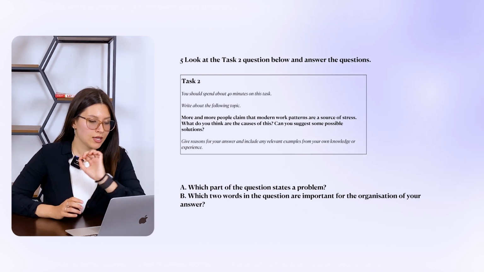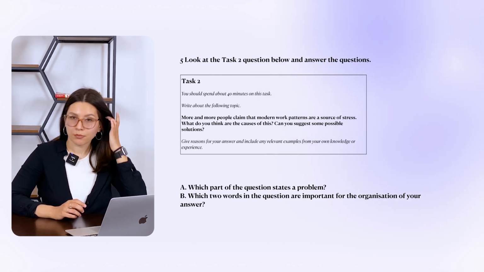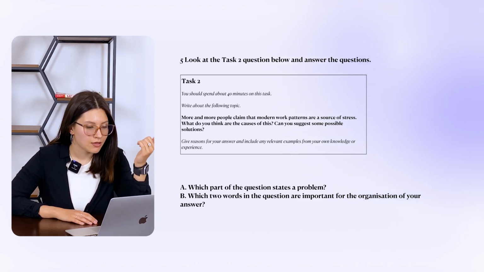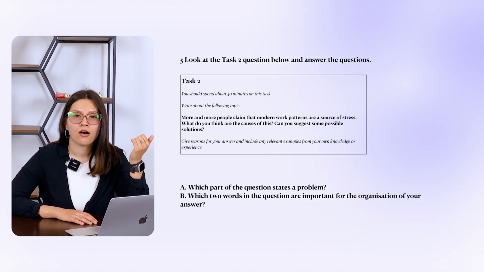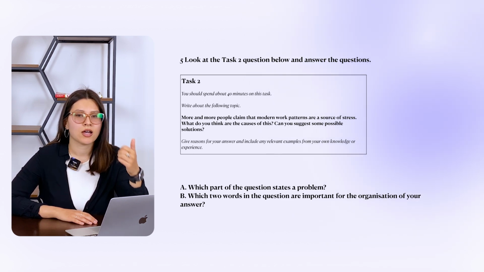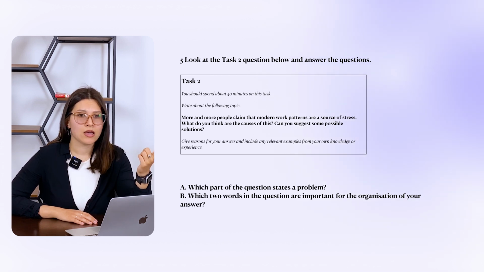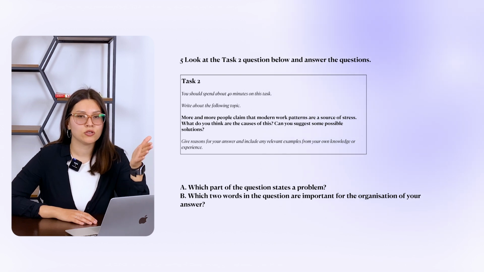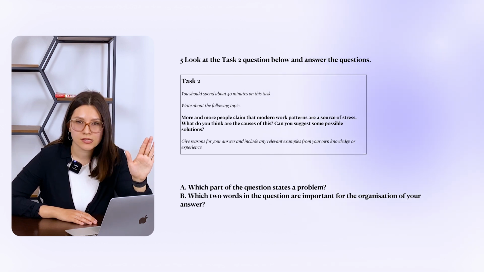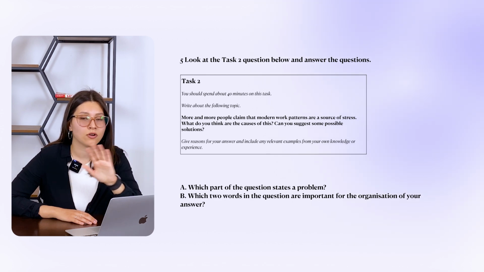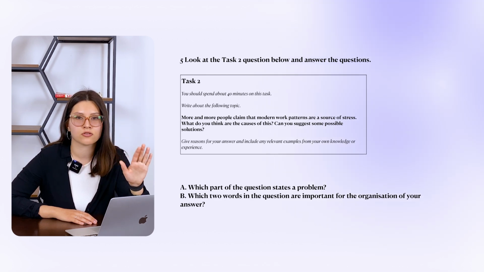All right, so the first question is, which part of the question states a problem? Now you know that the first part of the question states the problem. The problem is that modern work patterns are a source of stress, meaning that people live in a very stressful world right now, okay? So they have to work, they have to raise kids. And usually this part is talking about work, okay? So you have to address the whole essay in terms of work stress, right? Despite the fact that you've got a lot of other sources of stress.